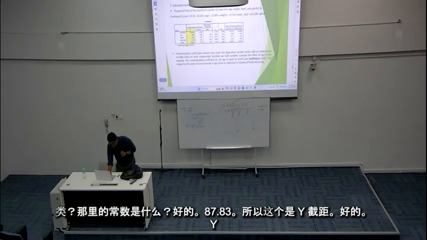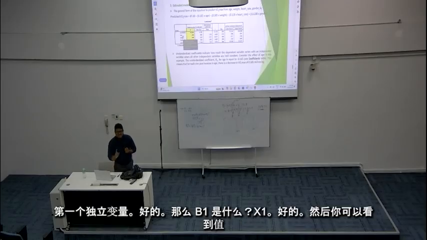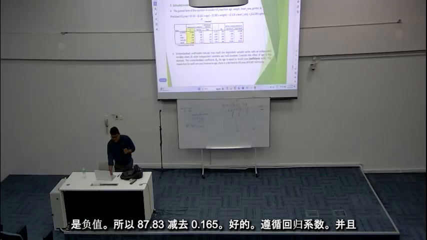What is the constant here, class? Okay, 87.83. So this one is for the y-intercept. Y-intercept happens when x is equal to 0. And then they consider age to be the first independent variable, so that one is B1 x1. You can see that the value is negative. So 87.83 minus 0.165, following the regression coefficient.